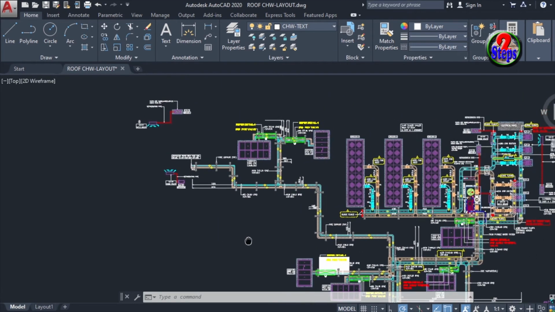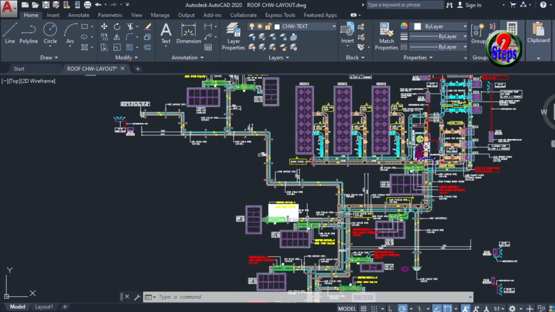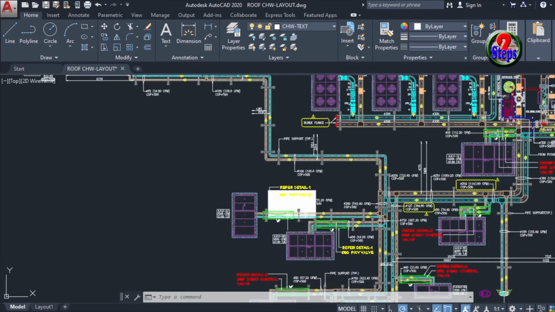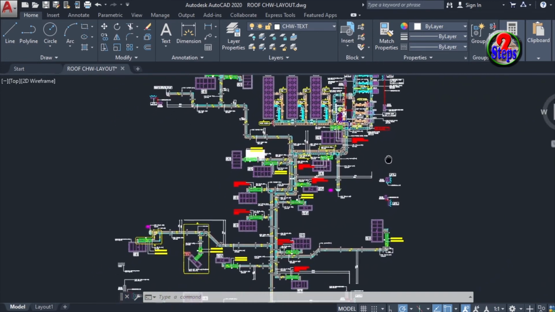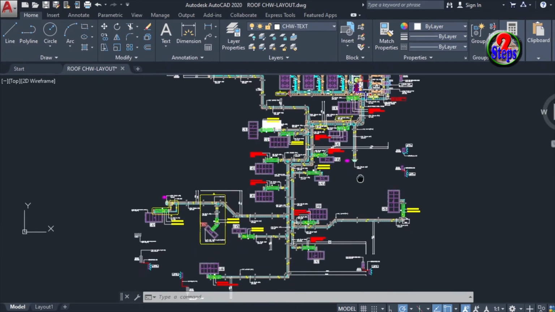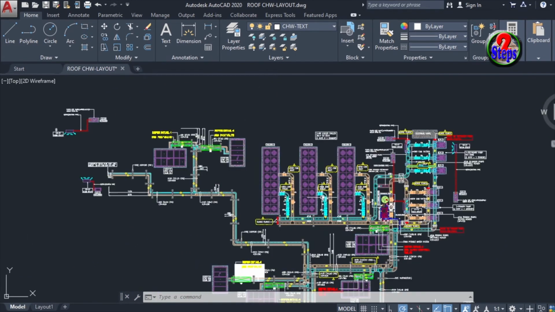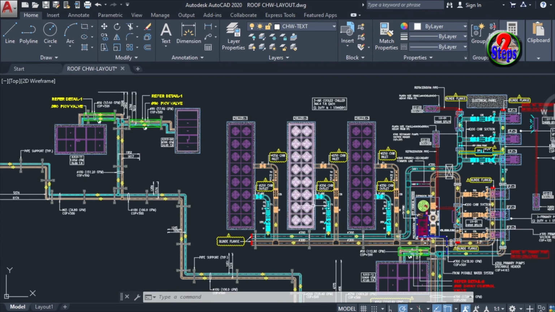Some systems have differences, but it is not complex. You can understand easily. In the next video, I will explain about the chilled water units connection as per drawing and as well as practically. So don't miss that one.